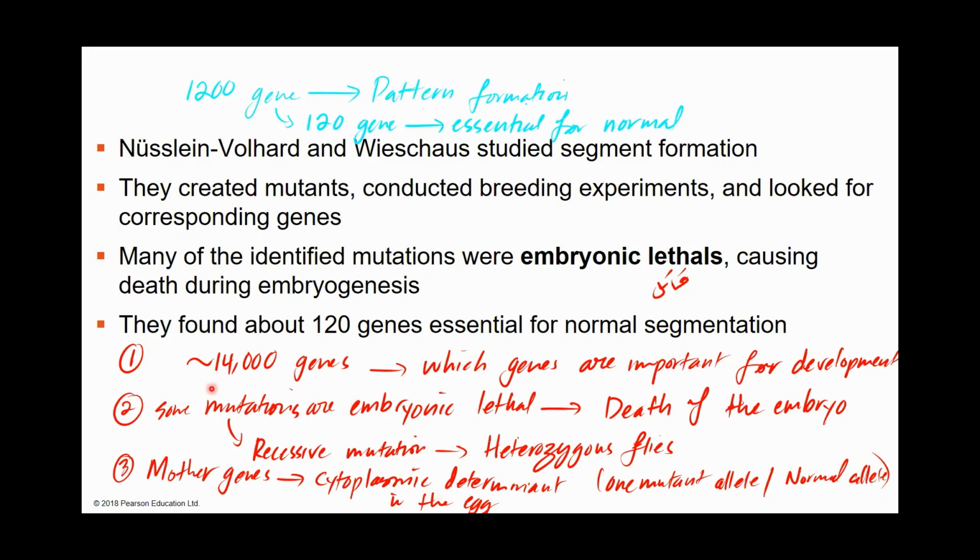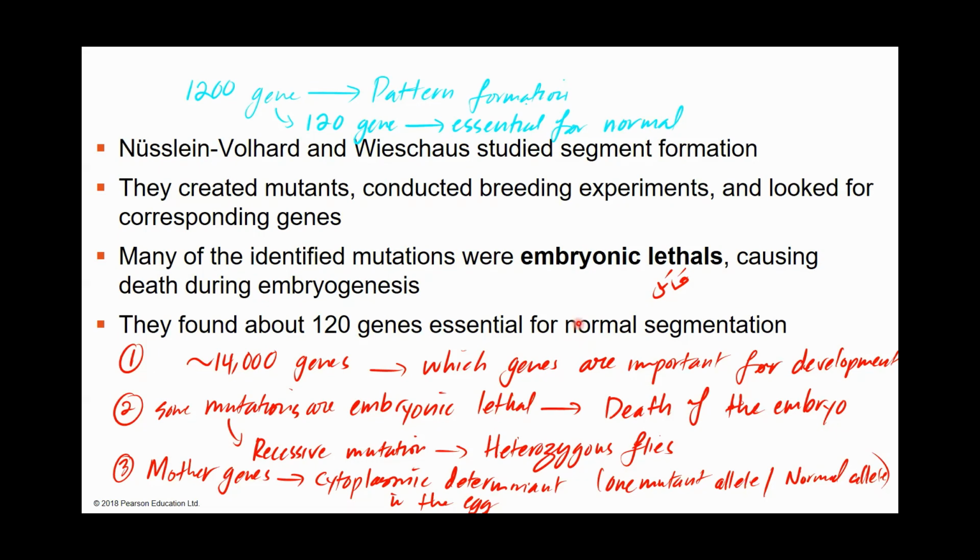Again, these are some of the challenges that they faced when they tried to determine all the genes important for Drosophila development, and eventually they were able to find 120 genes that are essential for normal segmentation during embryonic development in Drosophila. And any mutation in these genes might cause abnormal or unusual segmentation, leading to a mutant phenotype, or bizarre or weird phenotypes. Okay.